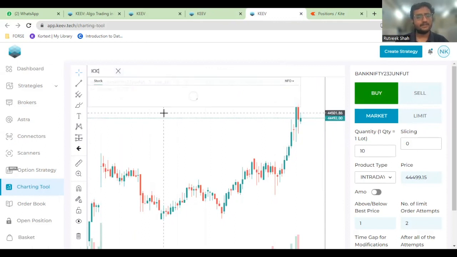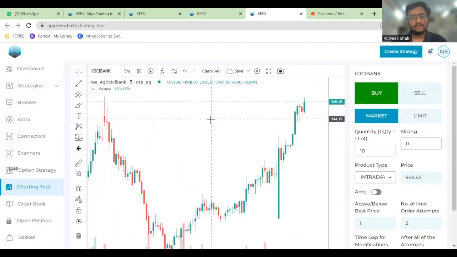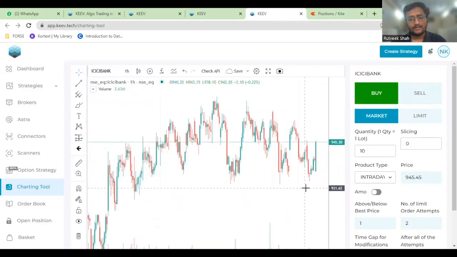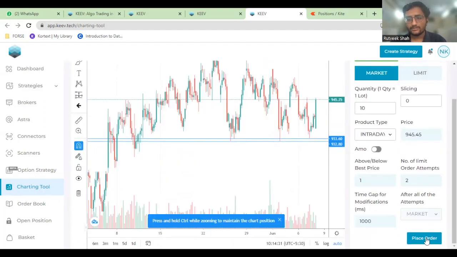Let's say ICICI Bank I'm seeing here. I can see from the 5-minute chart that it is a bullish momentum. Let's see the hourly chart. From the hourly chart also, I can see that it is currently rebounding from a support level marked for you. So currently I'm seeing that for at least a short period of time, ICICI Bank would be in a bullish momentum. If I want to execute this trade, just from this chart, I can just click on buy and then place order here. It can be intraday or a delivery.